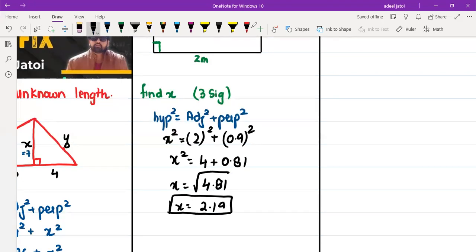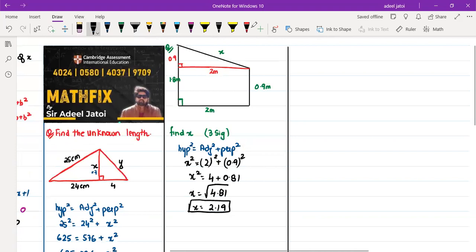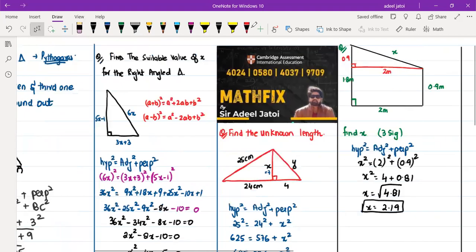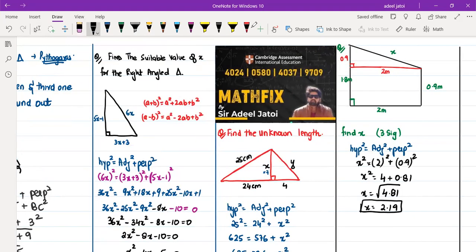So the value for x is 2.19. So this is your answer for the part that we did by subtracting the values and using Pythagoras theorem.